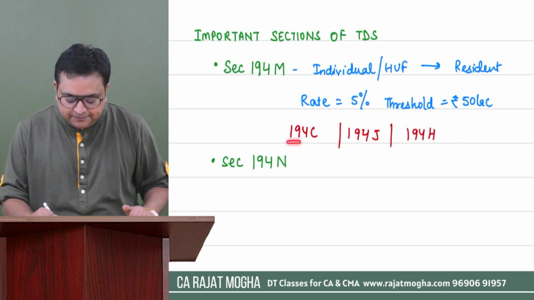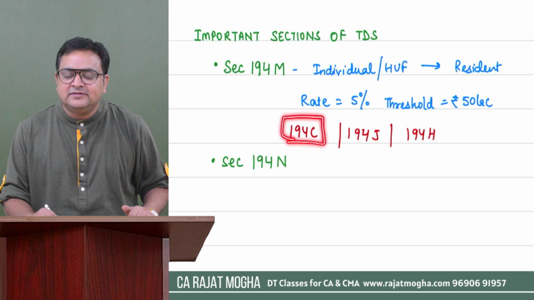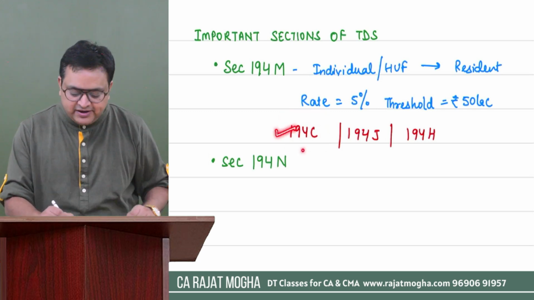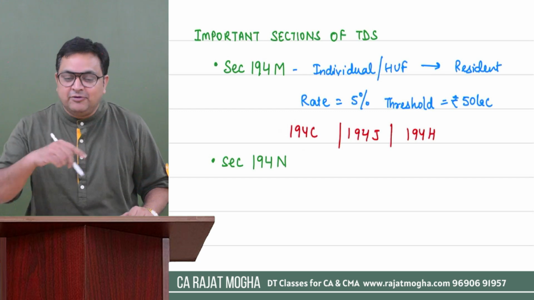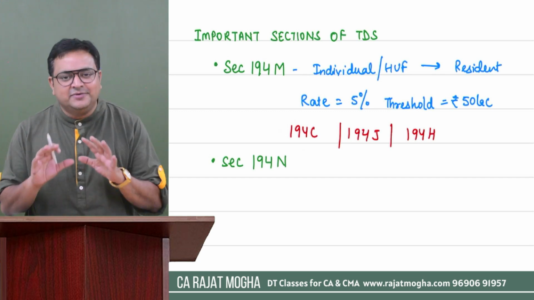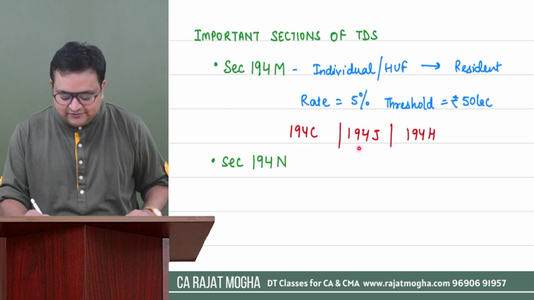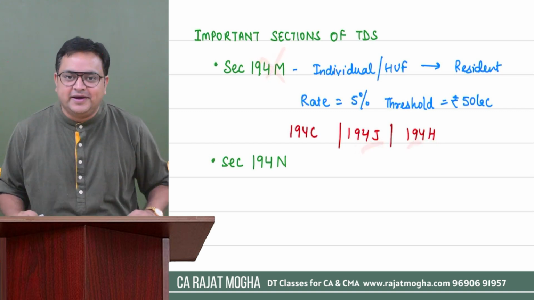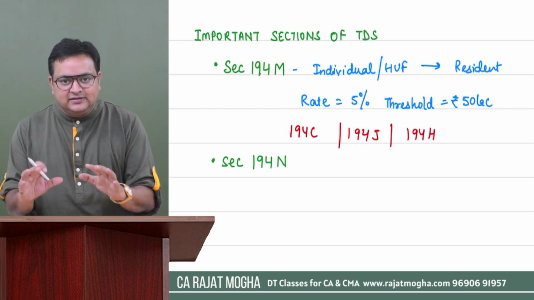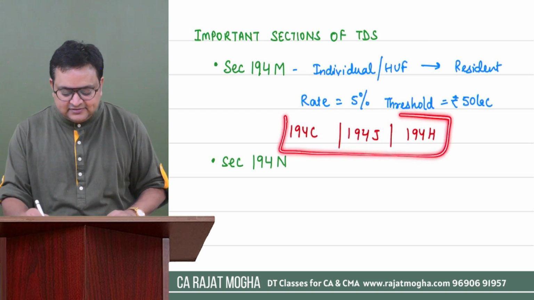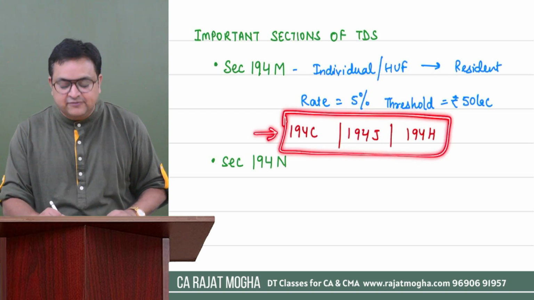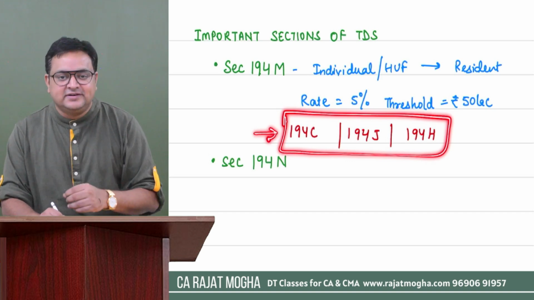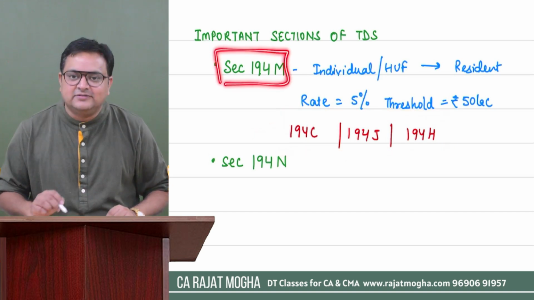So if the person is liable to deduct TDS under section 194C, then 194C would be applicable, and 194M will not apply. Similarly, if the person is liable to deduct TDS under section 194J or 194H, then those sections will apply and this section will not apply. So we can say that these are specific sections. If the deductor is covered under these sections, then please follow these specific sections. Do not follow this general section, right?